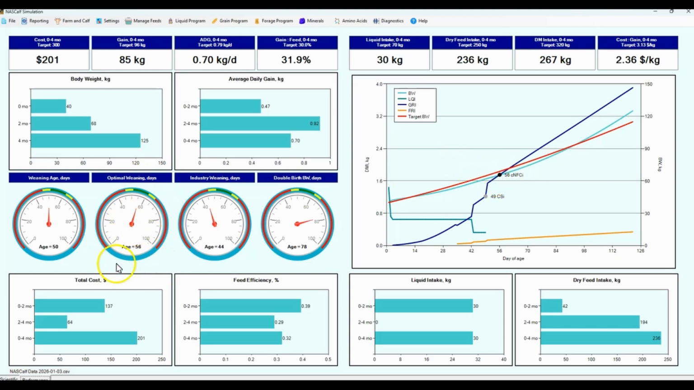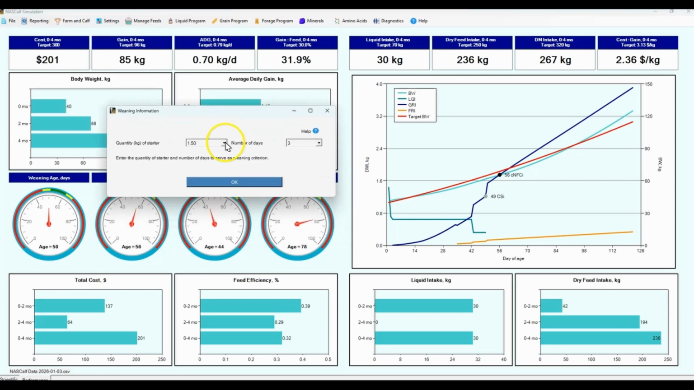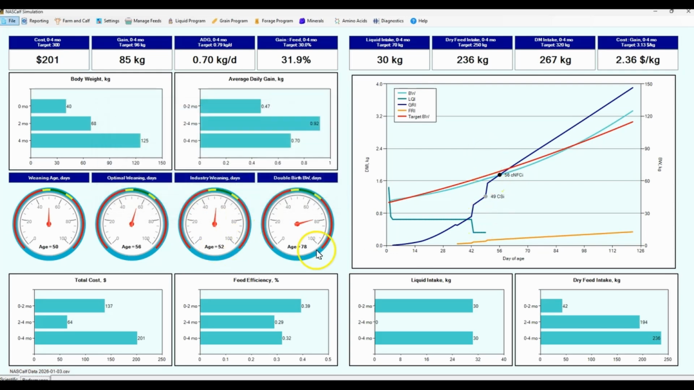This is a biologically based indicator of weaning readiness. Industry standard weaning, based on starter intake criteria, occurs earlier, around day 44. Those criteria can be adjusted under the standard weaning settings, for example, requiring calves to consume 1.5 kilograms of starter for 3 consecutive days. In this simulation, calves double their birth body weight at about day 78, which is later than the commonly recommended target of doubling birth body weight by 2 months of age. Total feed costs, feed efficiency, liquid intake, and dry feed intake are summarized at the bottom of the performance screen.